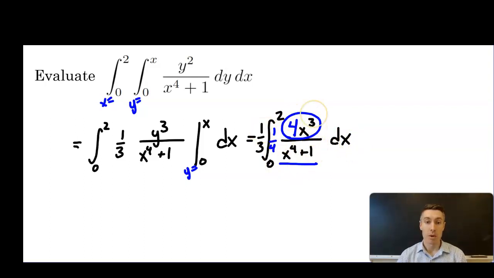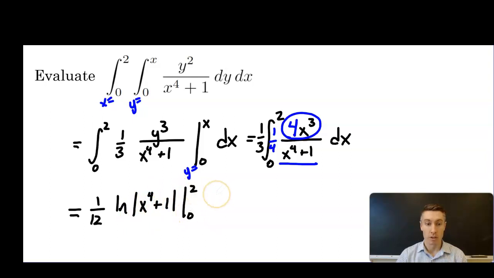And that means that we are looking at a natural log integral. So we have 1/3 times 1/4, so 1/12, natural log of the absolute value of x to the fourth plus 1. And we're going to evaluate that from 0 to 2, which again, less significant here, but equally as important. These are x values we are plugging in.